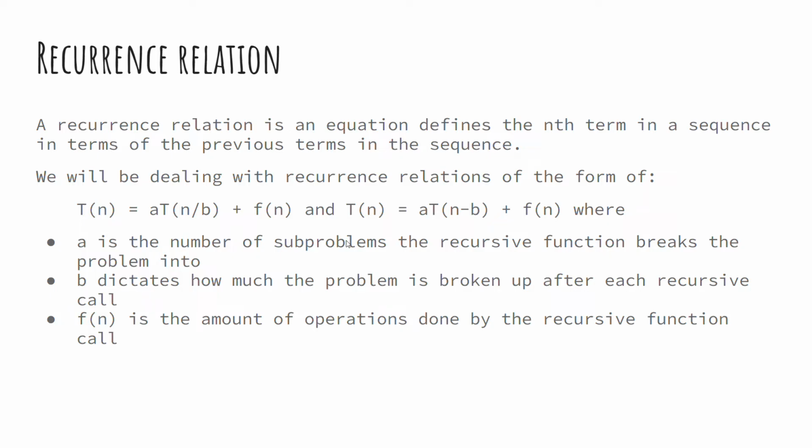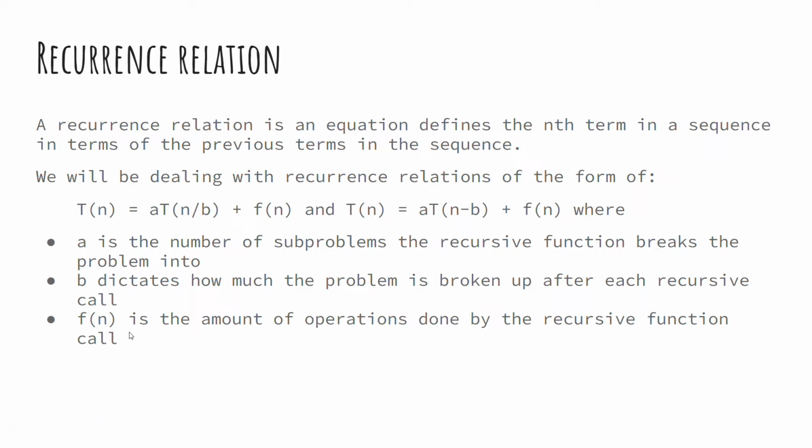Over here, a is the number of subproblems that the recursive function breaks the problem into, and b dictates how much the problem is broken up after each recursive call. For example, note that this is division whereas this is subtraction. So over here the problem becomes n over b of the original problem, whereas over here it becomes n minus b of the original problem. It's smaller, and b dictates how much smaller the problem gets.